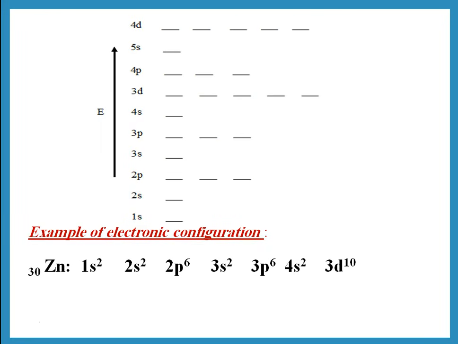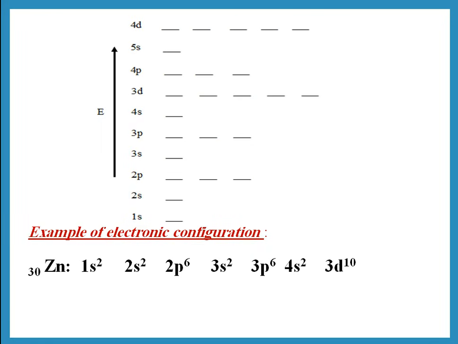Please don't read this as 1s to the power 2. This doesn't mean 1s to the power 2. This means the 1s orbital has 2 electrons. Then I go up to the next one, 2s. 2s can take only 2 electrons. Then I go to the 2p. The 2p has 3 orbitals. Each one can take 2 electrons. So I can put a total of 6 electrons in the 2p.